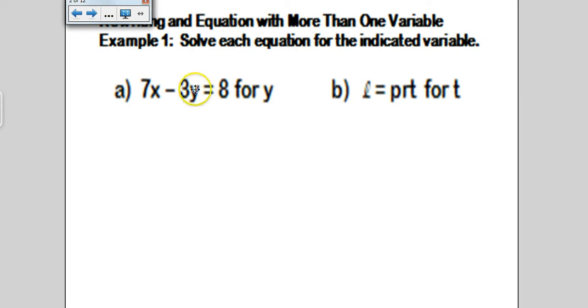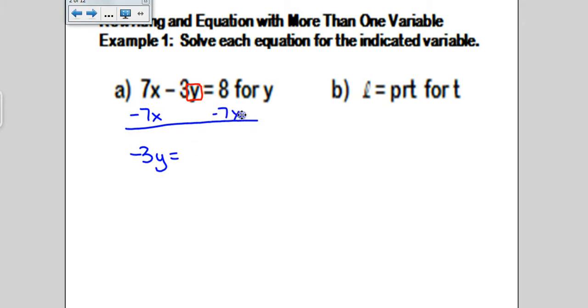Well, the first thing I want you to do is put a box around the y. It's kind of like locking it in place. So now your job is to figure out how to get the y by itself. And the first thing I would do is take whatever is being added or subtracted to the y and move it over. Well, the 7x is positive, so to move it to the other side, we're going to have to do the opposite, which is subtract 7x.